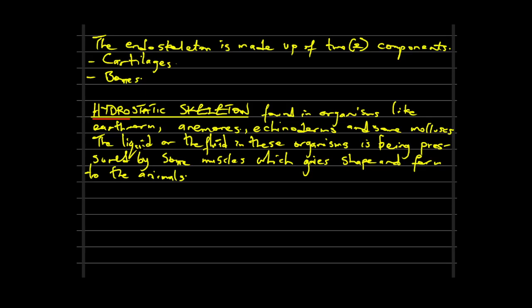So back to what we were discussing, we're actually talking about the forms of skeleton. The forms of skeleton we listed earlier on were the cartilage and the bone. So let us quickly discuss what we refer to as the cartilage. What are cartilages?